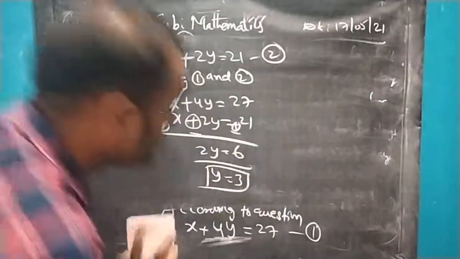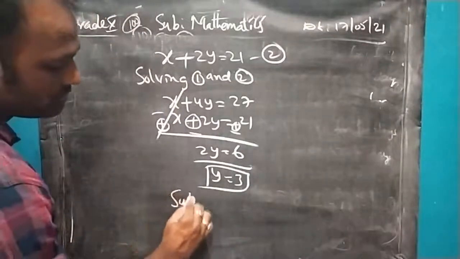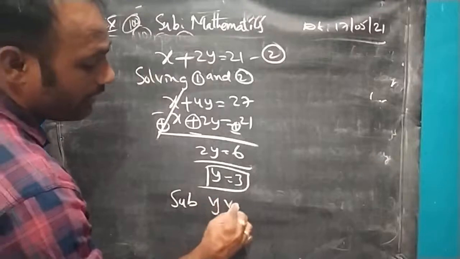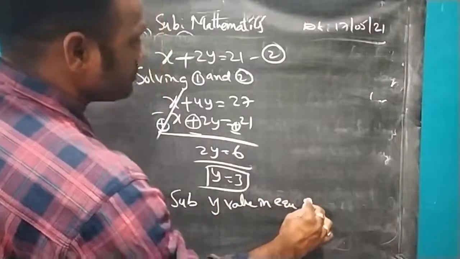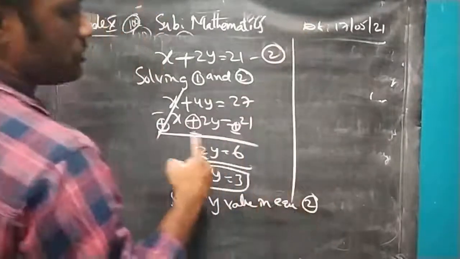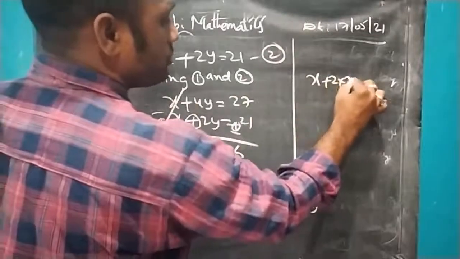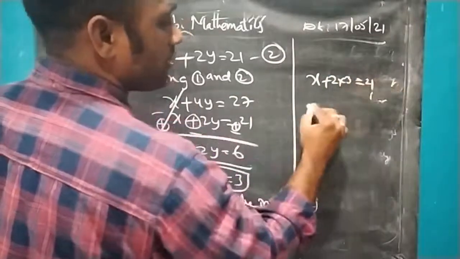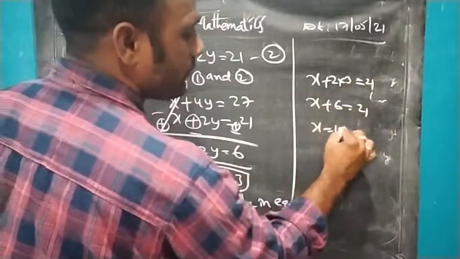So we can substitute this y value in equation 2. If I am substituting in equation 2, what is it going to become? Let me write this side. x + 2 into 3 = 21. So x + 6 = 21, x = 15.